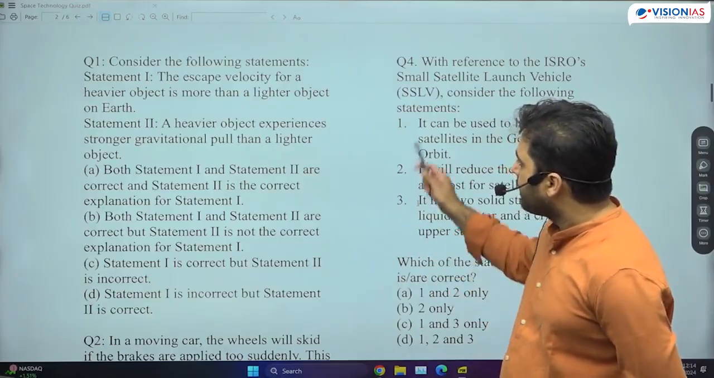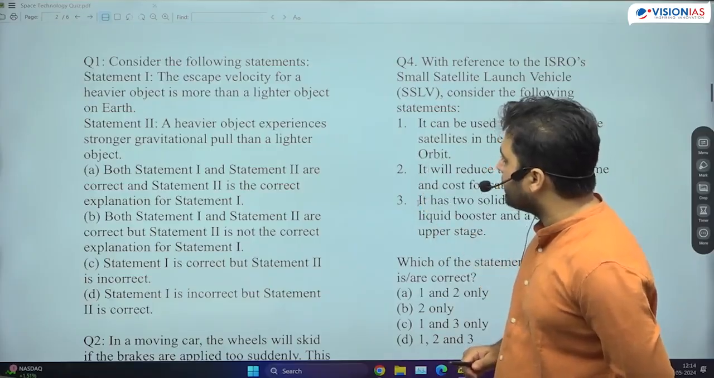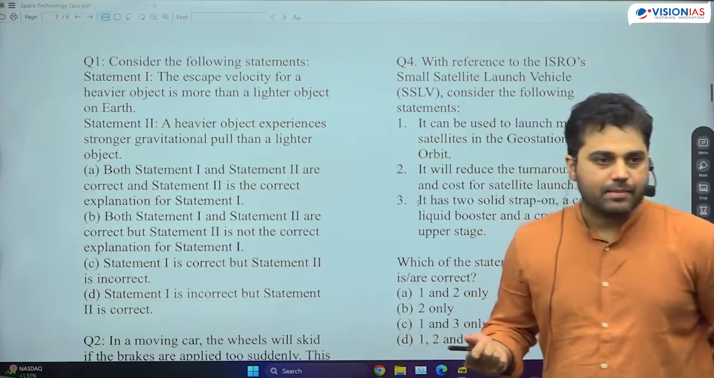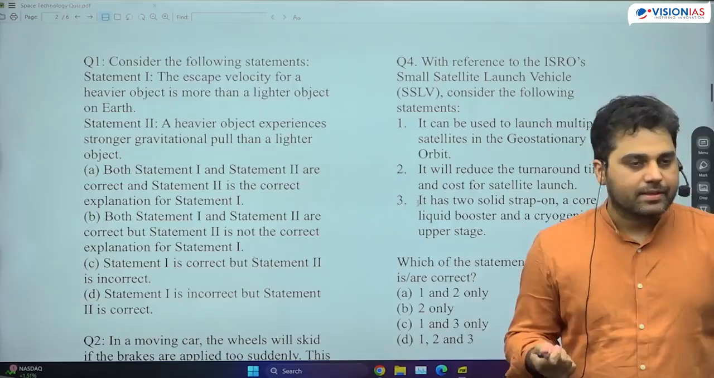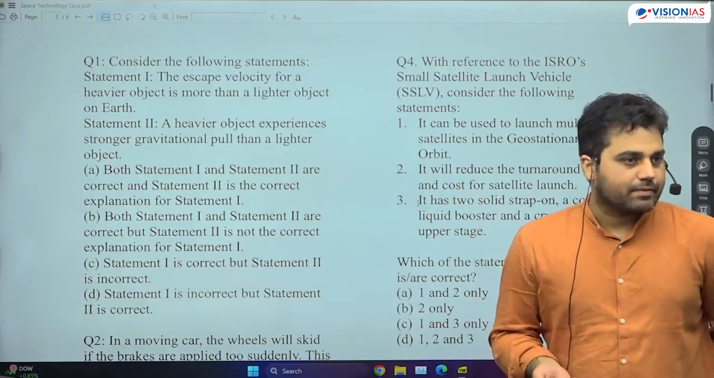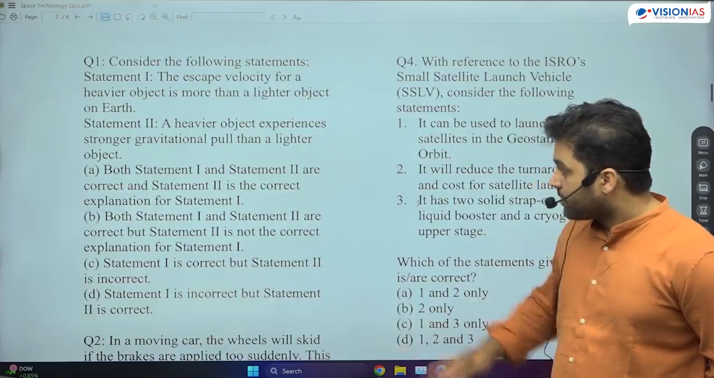Question number 1. First statement is not at all correct. Escape velocity for a heavier object is more than a lighter object on Earth. That is not at all correct. Escape velocity will be same irrespective of your mass. Such type of questions, if either of these statements is wrong, your answer is fixed. In this case, statement 1 is incorrect. Statement 2 is correct though.